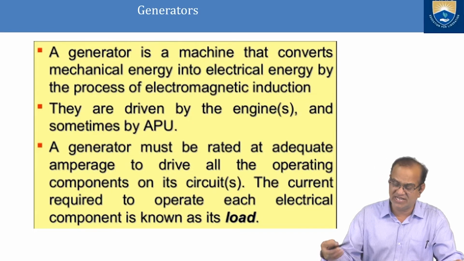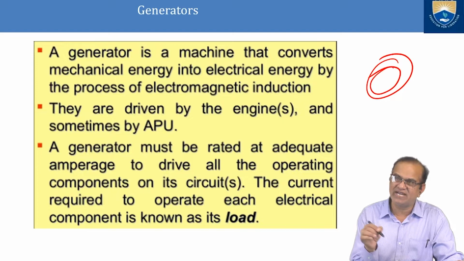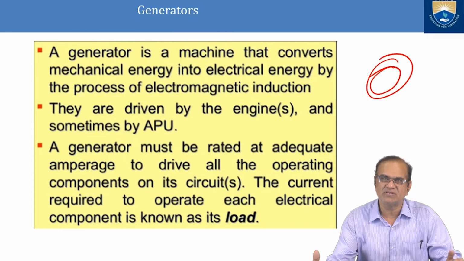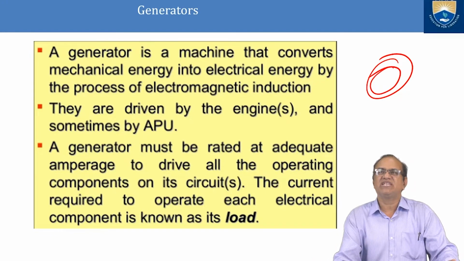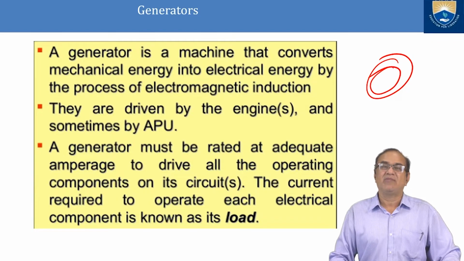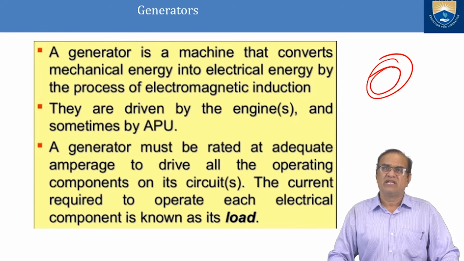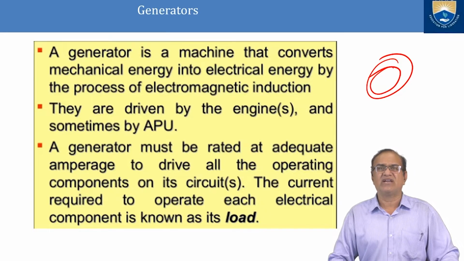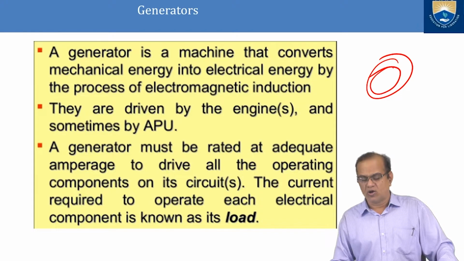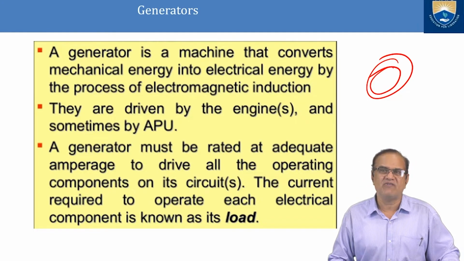For the generator, we have to rotate the magnet. If you rotate the magnet in the coil, it will generate electric power. That is the basic principle. A generator is a machine that converts mechanical energy into electrical energy by the process of electromagnetic induction. They are driven by engines and sometimes by the APU. So these generators are rotated with the help of the engine or sometimes the auxiliary power unit.